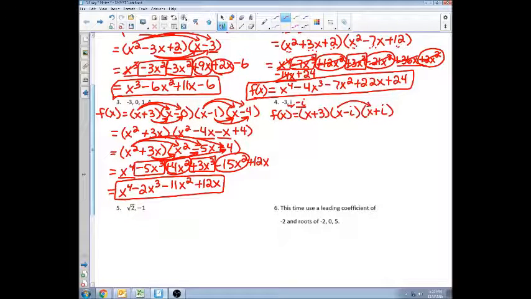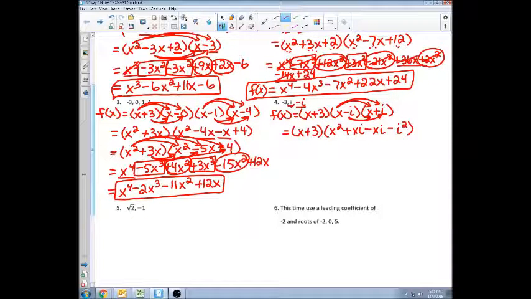So it'll be x times x. Don't forget about your x plus 3, I apologize. X times x would be x squared. X times i would be positive xi. Negative i times x would be negative xi. And negative i times positive i would give us a negative i squared.